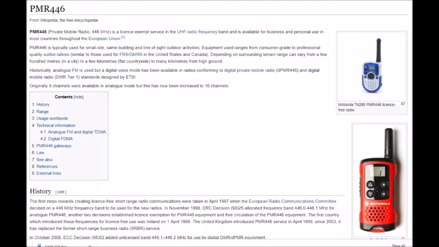PMR 446, private mobile radio, 446 megahertz, is a license-exempt service in the UHF radio frequency band and is available for business and personal use in most countries throughout the European Union.